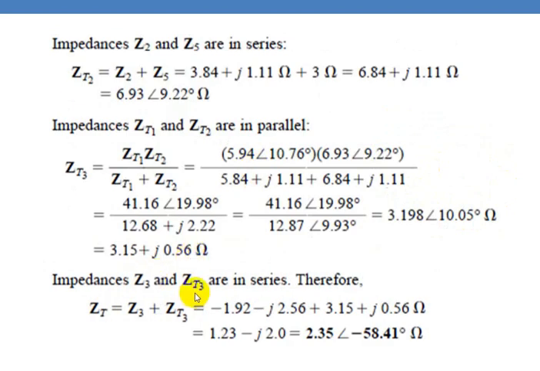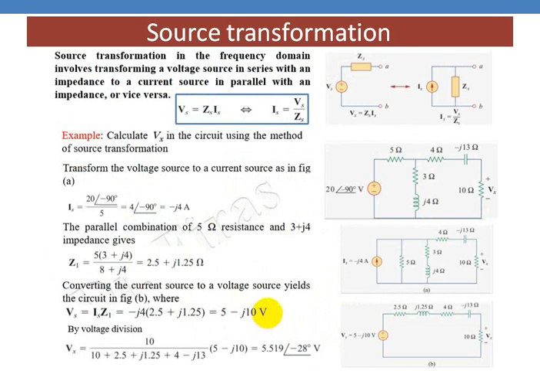So Z3 and ZT3 are in series. Add them, and you'll get 1.23 minus j2.0. This is also equal to 2.35 at an angle of minus 58.41 degrees. So this is how you should find the total impedance of the network.